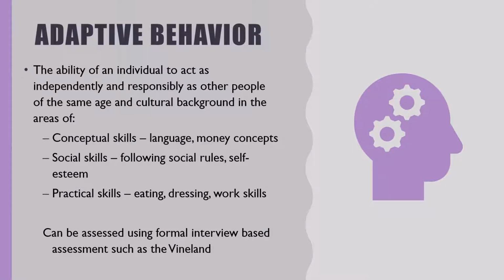Now we're going to discuss adaptive behavior. Adaptive behavior, plainly put, is one taking care of themselves. It is the ability of an individual to act as independently and responsibly as other people of the same age and cultural background in the areas of conceptual skills, such as language and money concepts, social skills, such as following social rules and the building of self-esteem, and practical skills, eating, dressing, and working skills.